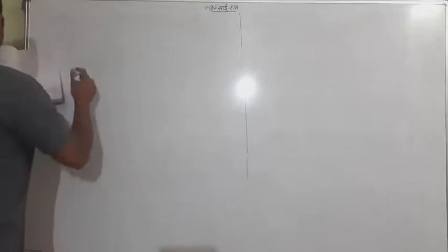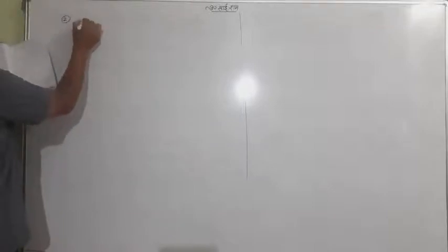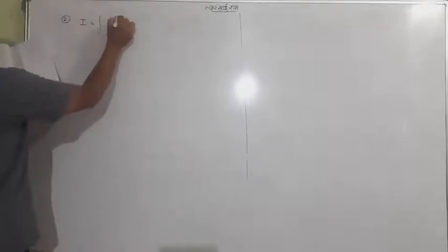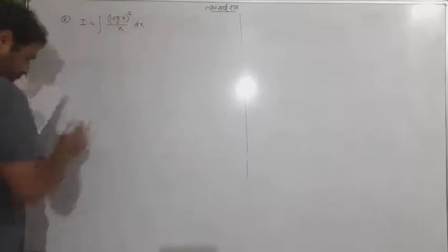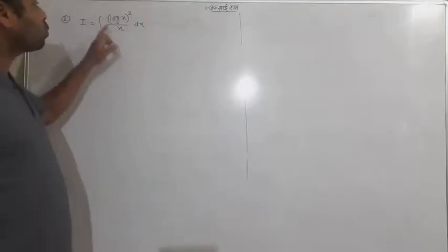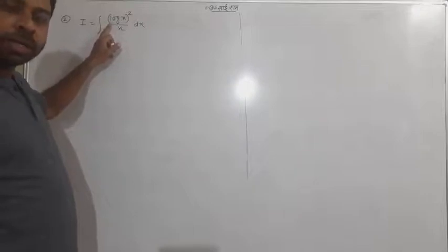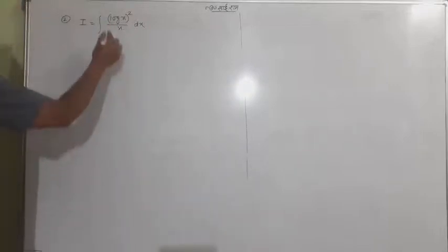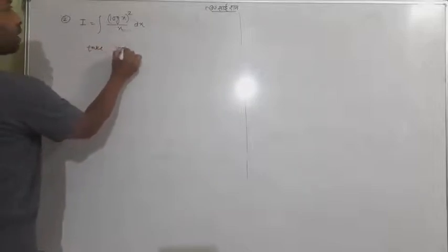I'm taking question number two. The question says I equals integral of log x squared upon x. This is the question. Let me tell you one thing. In the substitution method, we assume one function of the question equal to t whose differentiation is available in the question. Meaning, we take log x as t.